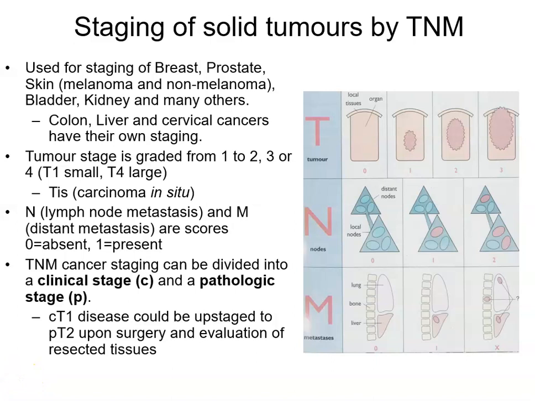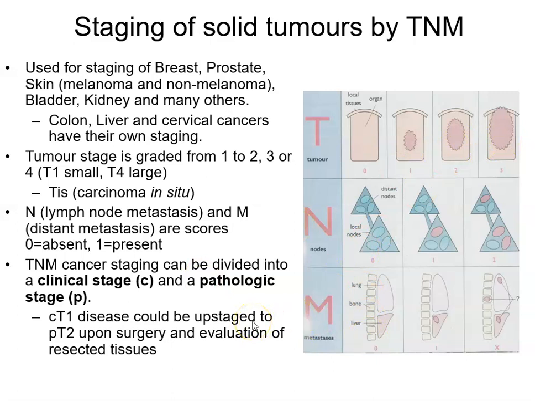But the sort of codes that you'll get is something like T3, which means a fairly large tumour. T3 N1 M1 would mean a relatively large tumour with local lymph nodes involved and some distant metastasis involved. So that's the type of code that we could be dealing with. So T3 N1 M1 is much worse than a T2 N0 M0.